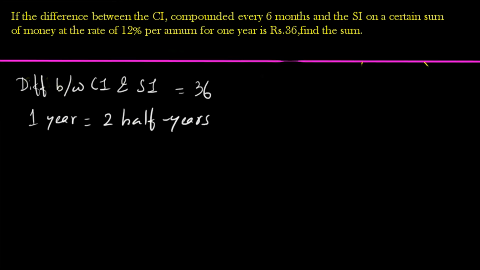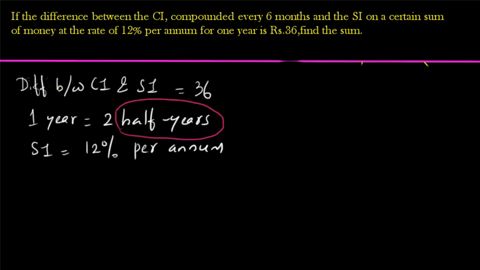Why are we taking so? Because it is compounded every 6 months. So 1 year consists of 2 six-month periods. The rate of interest is 12% per annum. This is given. But here we are taking our time period as half year or 6 months, since the compound interest is compounded every 6 months. So we have to find out the rate of interest for half year.